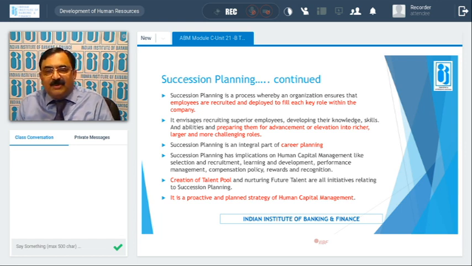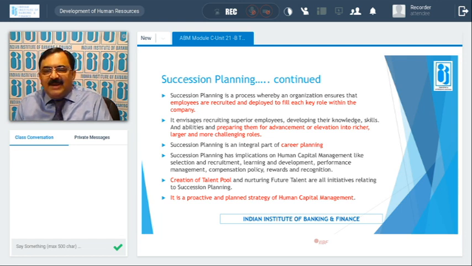So, we also talk about in talent management and succession planning on role enrichment. So, the role being played will have to be enriched so that there is a motivation to stay on and to progress. Now, succession planning is an integral part of career planning because unless the career is planned or we help the talent to plan the career, succession planning cannot happen.